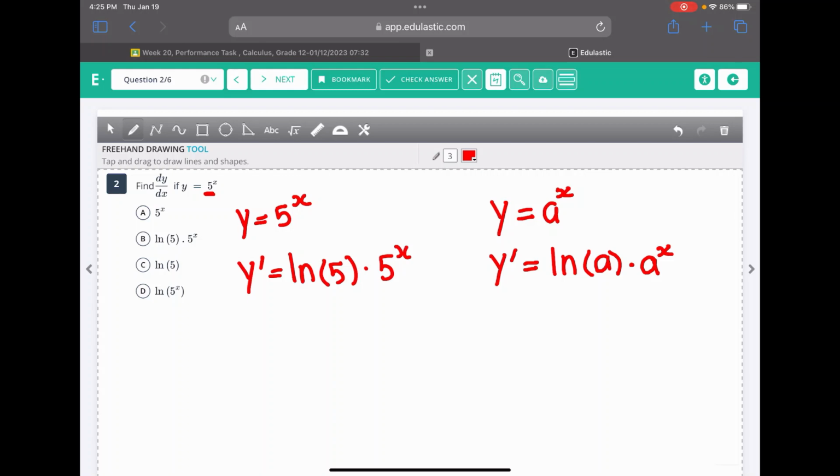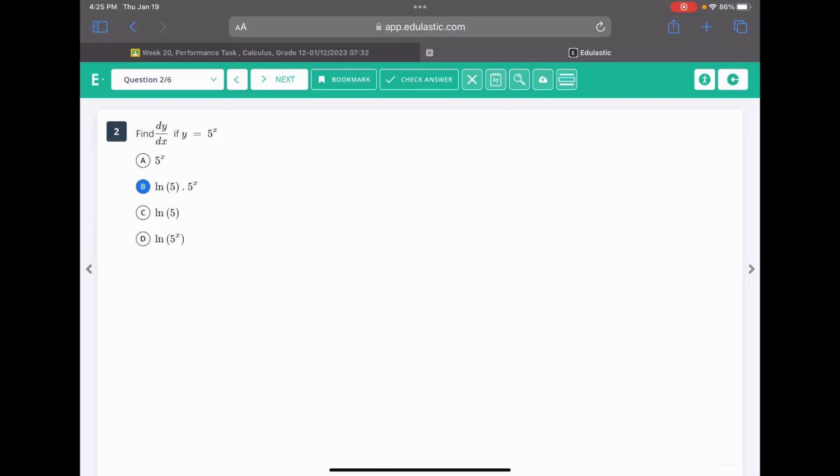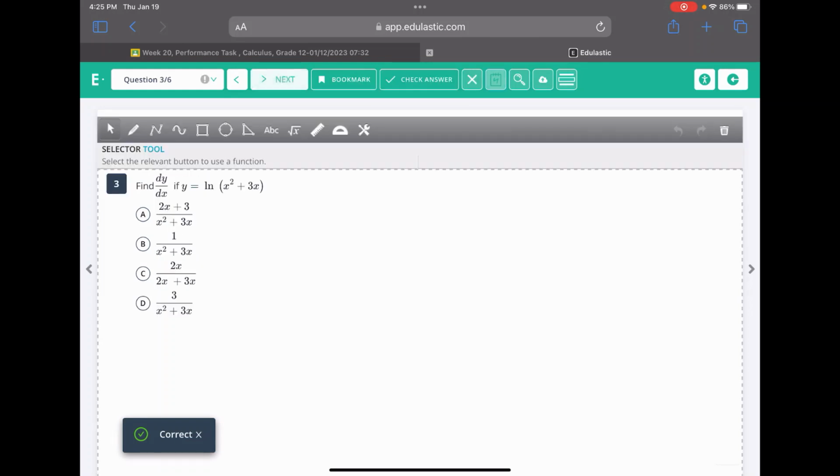And then if we look at the answer choices, we can see that B corresponds with our answer. So we're going to choose B. We're going to check our answer. And it's correct. Now, our final question, question 3.